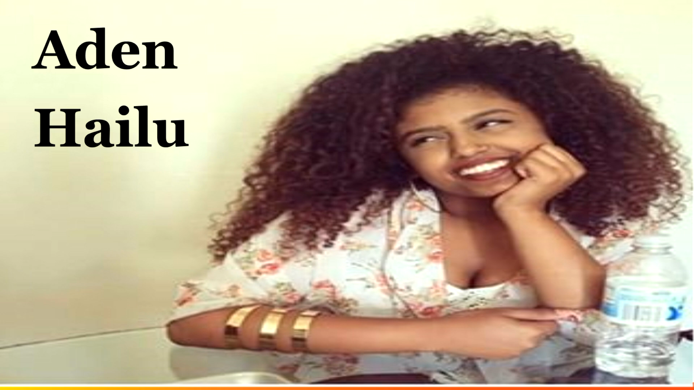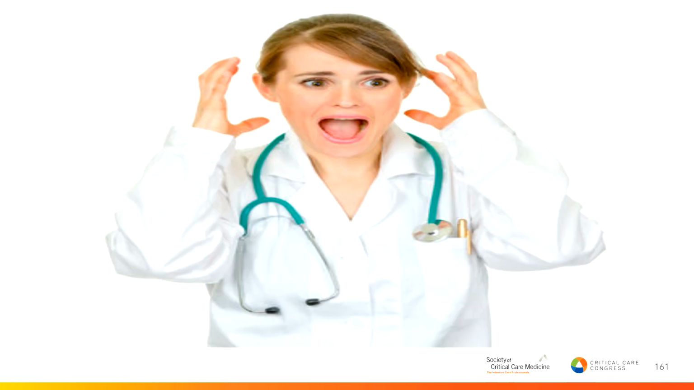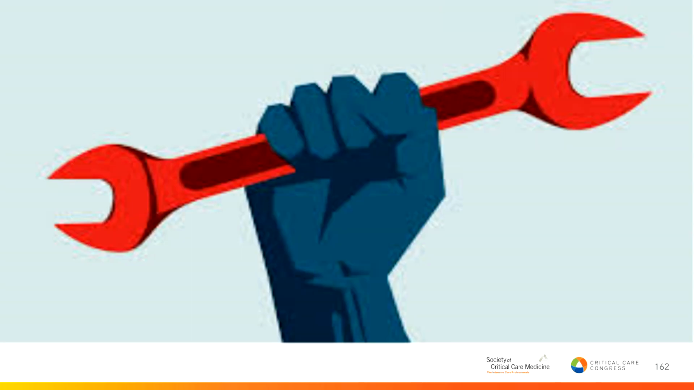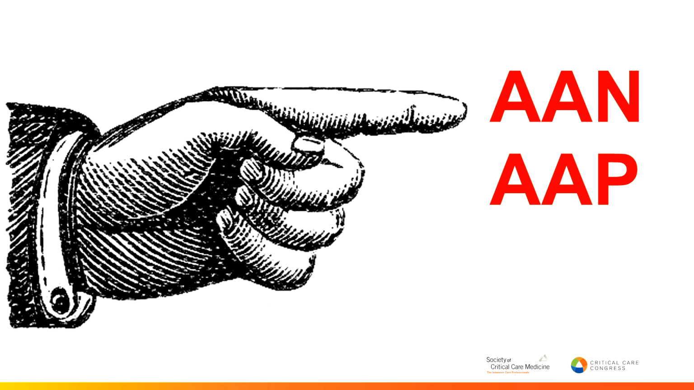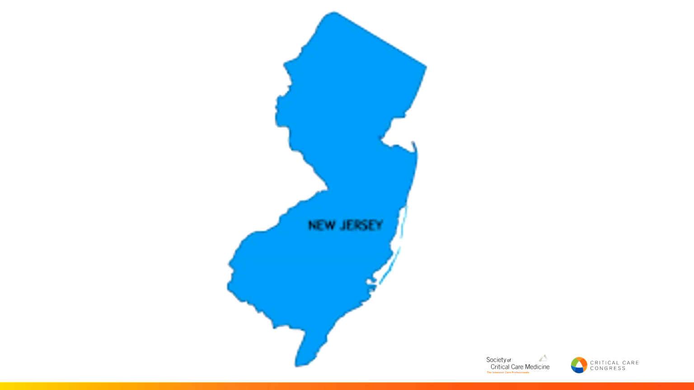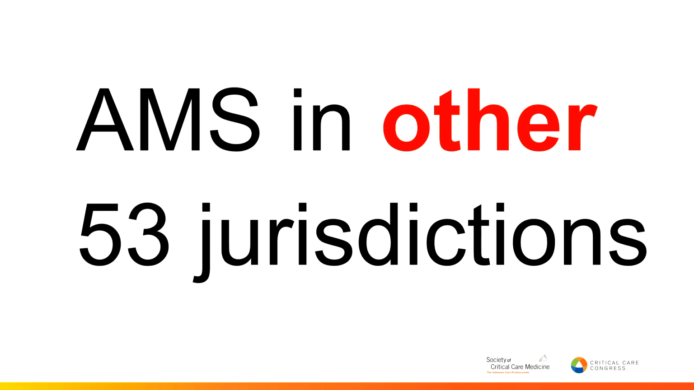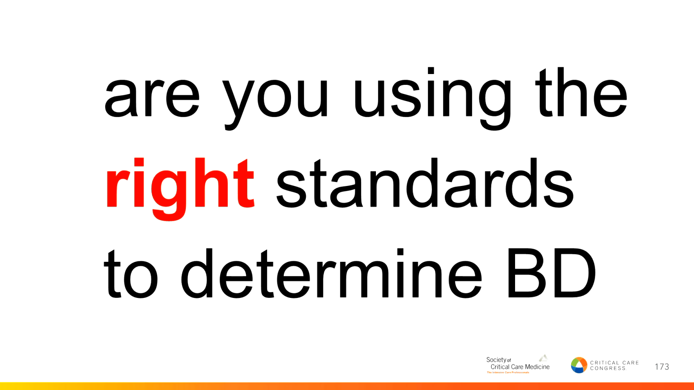And this really reached a head in this case where the Supreme Court of Nevada said that the American Academy of Neurology guidelines are not accepted medical standards, right? And that really, I think, shocked the clinicians in Nevada, at least. And so to fix that, they changed the law. And some other states changed the law. And what they did is they point now specifically to the AAN-AAP guidelines. So there's no uncertainty about which guidelines to use, right? Saying to clinicians, use these standards when determining brain death. So they did that in Nevada, in New York, and in New Jersey. But that's only 3 states, right? What are the accepted medical standards in the other 53 jurisdictions? Not so clear. So that's the 6th point of contestation. Are you using the right standards to determine brain death?